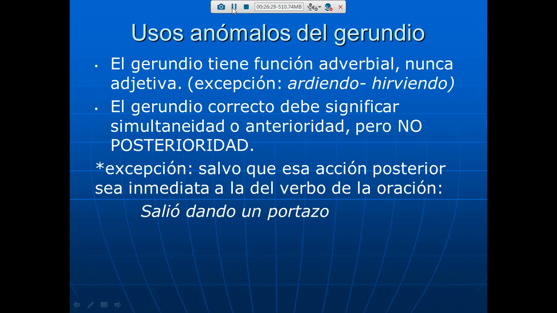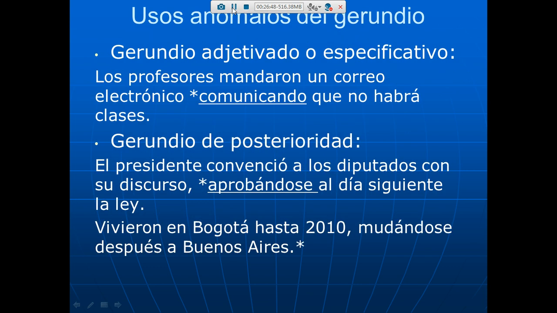Bueno, el gerundio correcto debe significar simultaneidad o anterioridad, pero no posterioridad. ¿Cuál puede ser la excepción? Que esa acción posterior sea inmediata a la del verbo de la oración. Un ejemplo típico es salió dando un portazo. Es casi simultáneo. Bueno, otro uso anómalo, erróneo del gerundio.